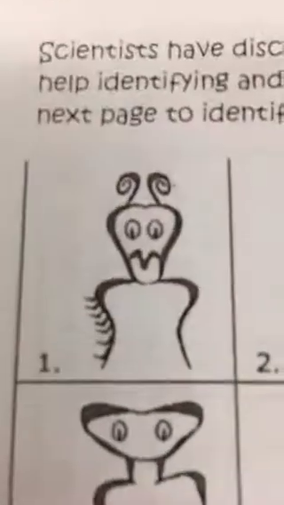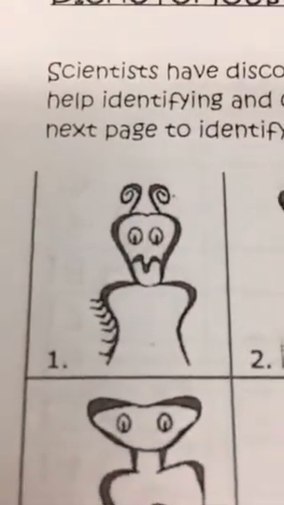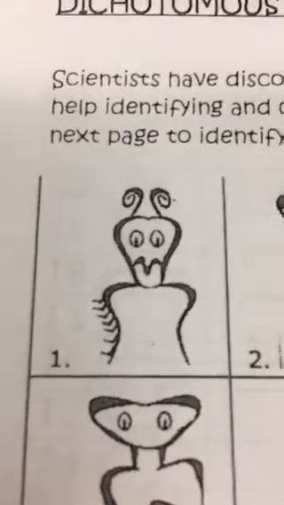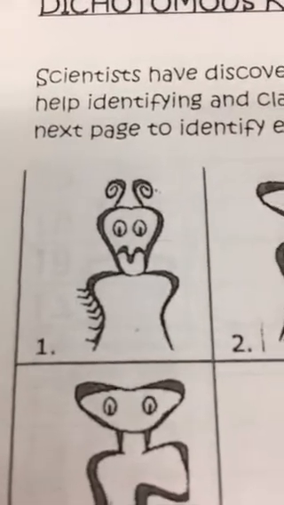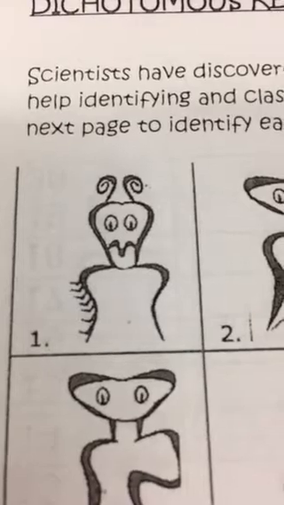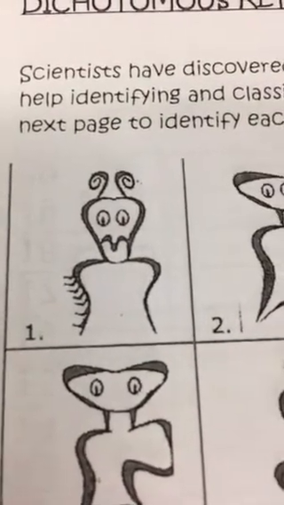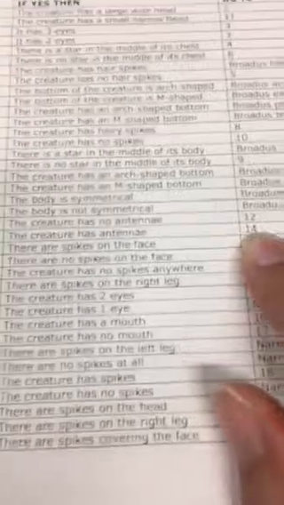So we are looking at just this guy right here. All right, so does the creature have a large wide head, or does the creature have a small narrow head? So this creature has a small narrow head, and over in our dichotomous key it tells us to go to number 11. So we're going to skip down to number 11. Does the creature have antennas or no antennas? So it does have antennas, and so it then tells us to go to number 14.